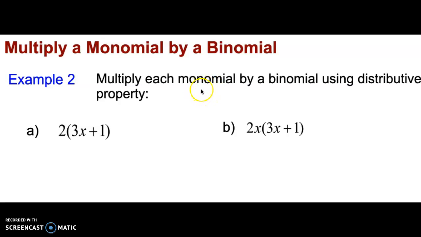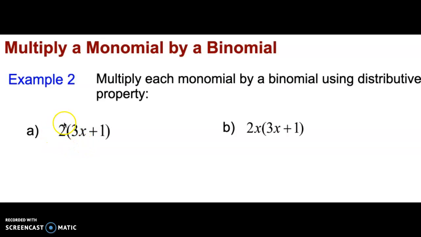Hello everybody! In this video we're going to talk about multiplying a monomial by a binomial, and we're going to look at example 2. In example 2 what we need to do is multiply each monomial by a binomial using the distributive property. Okay, so what we're going to do is look at example A first. And in example A we have 2 multiplied by 3x plus 1.